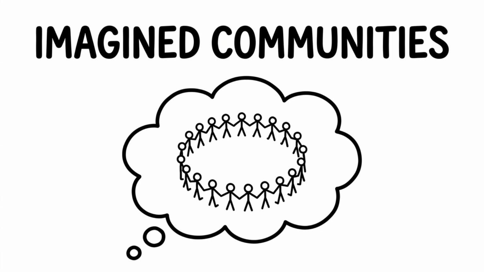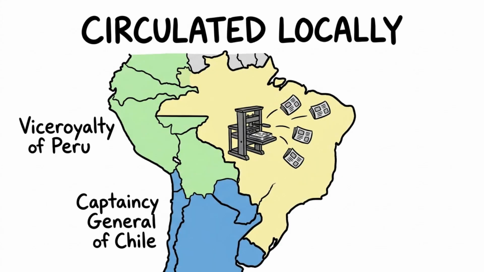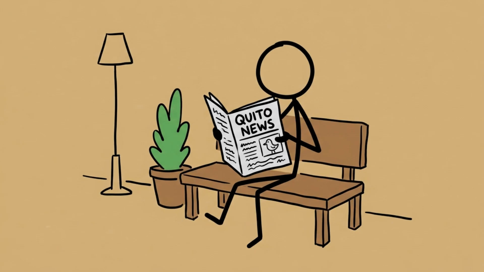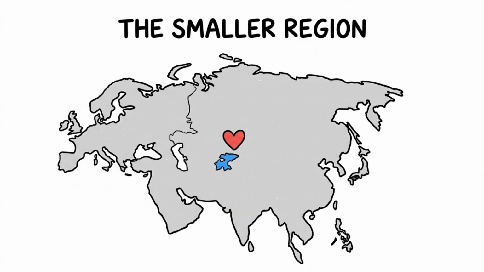In Spanish America, the printing presses, newspapers, and administrative paperwork had circulated almost entirely within each viceroyalty for 3 centuries. A resident of Quito had been reading local news about Quito, not continental news about a shared Spanish-American identity. By the time independence arrived, the imagined community that existed most strongly in people's minds was not Spanish America as a whole. It was the smaller region their grandparents had lived in, worked in, and been taxed in.